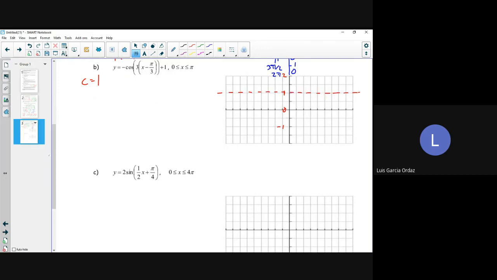So y is equal to 1. What is our amplitude? 1. Amplitude is equal to 1, which means based off the axis, what would be our highest possible point and what's going to be our lowest possible point? Our maximum is going to be 2, and our minimum is going to be 0.